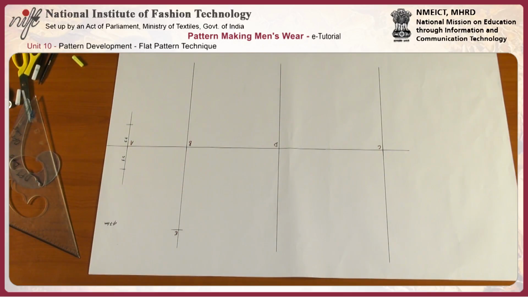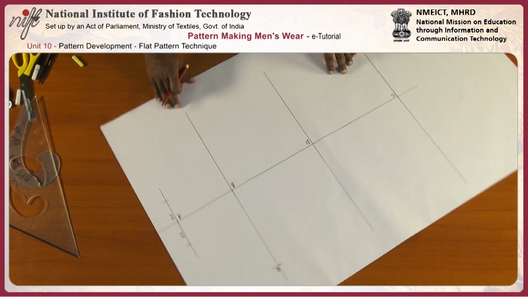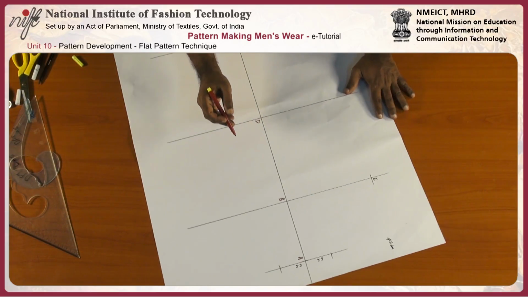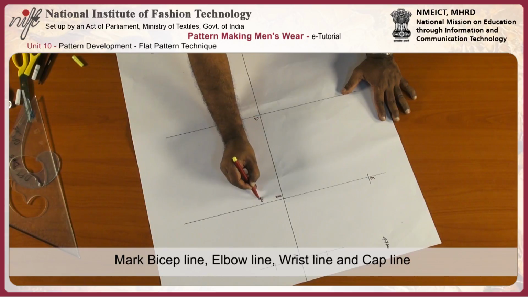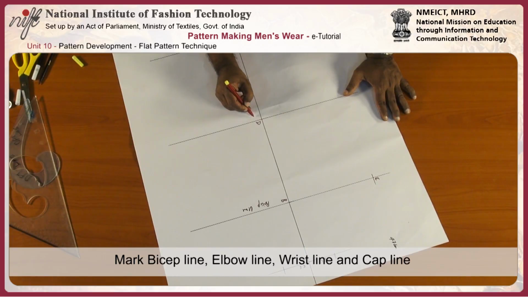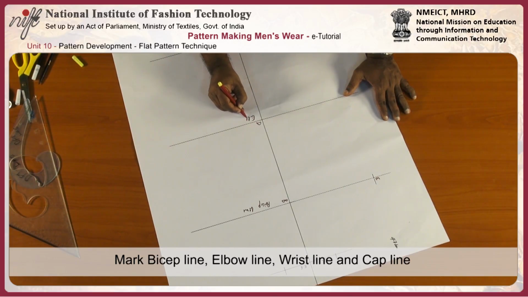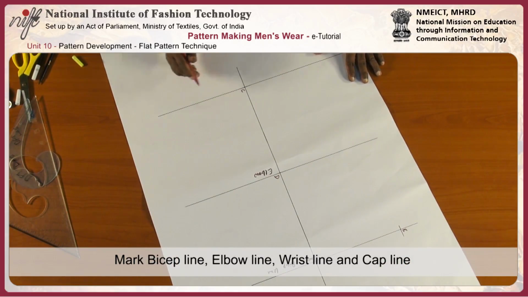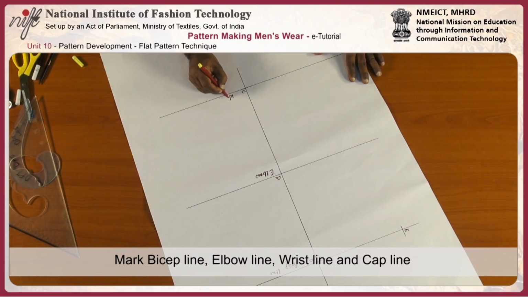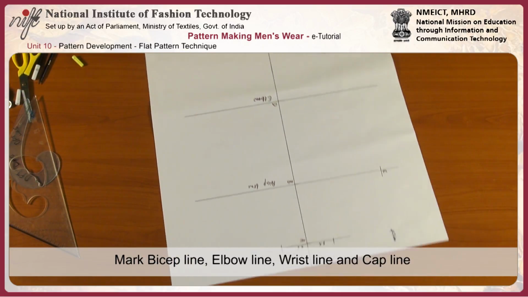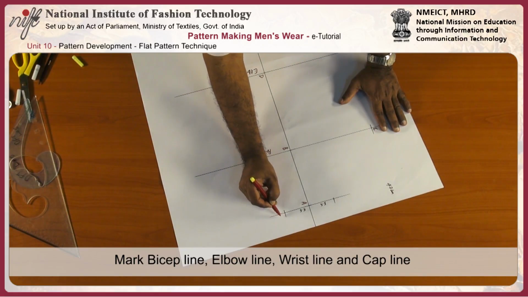Another point I would like to recall: the lines, which here are referred to as the bicep line, the elbow line, which I have also mentioned in the shirt sleeve draft, and the wrist line. This will be considered as a cap line.